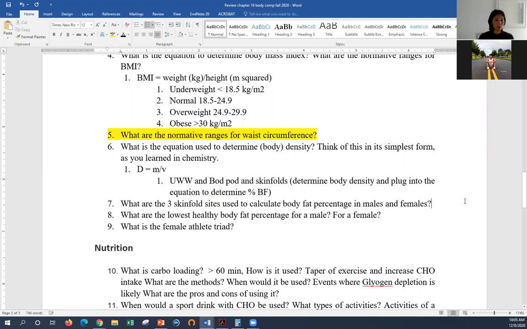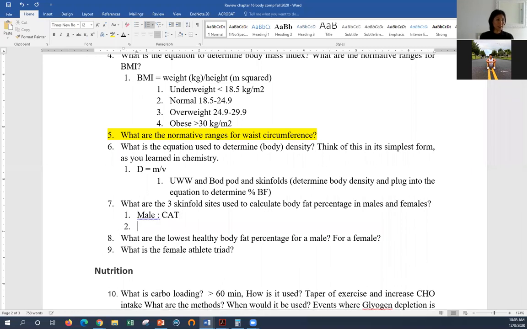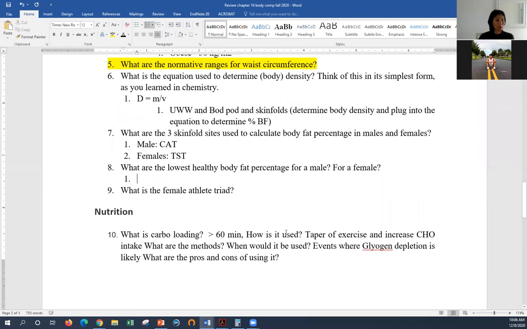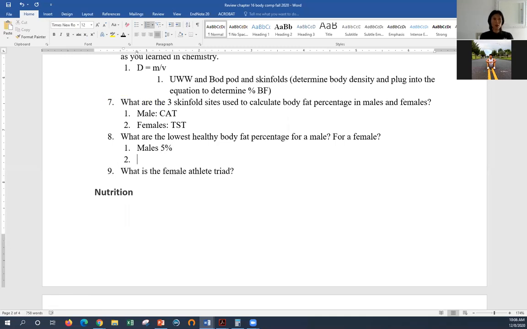And then we cover this. So for males, the acronym is CAT, so chest, abdomen, and thigh. For females, it's tricep, suprailiac, and thigh. What are the lowest healthy ranges of body fat for males? Anything lower than 5% would be cautionary. And then for females, 8 to 10% of body fat would also be cautionary.